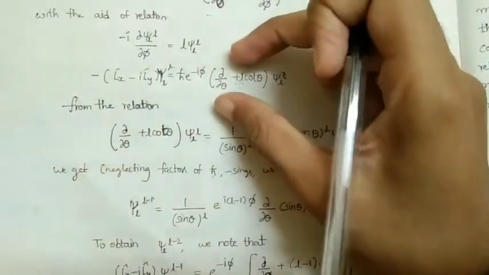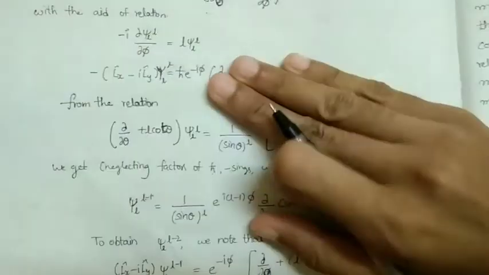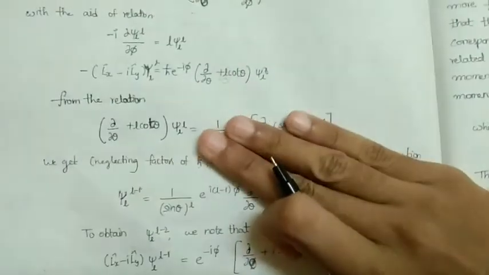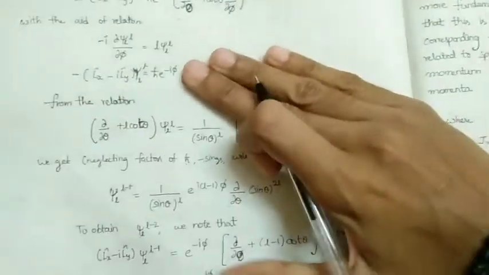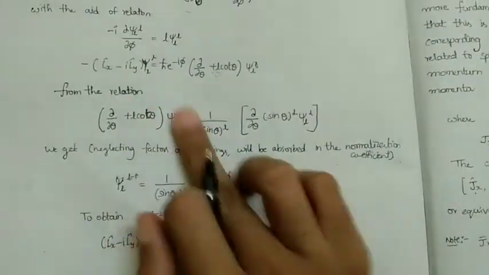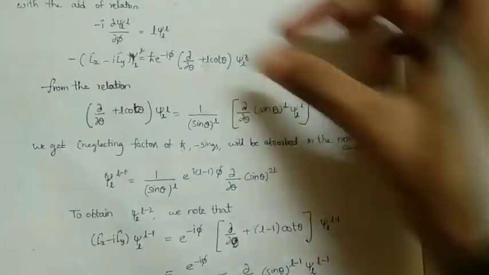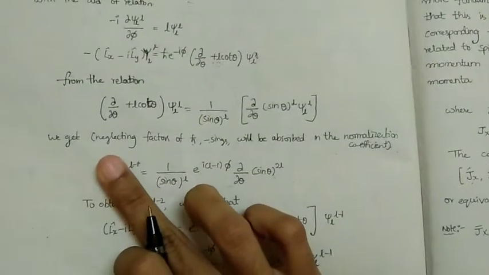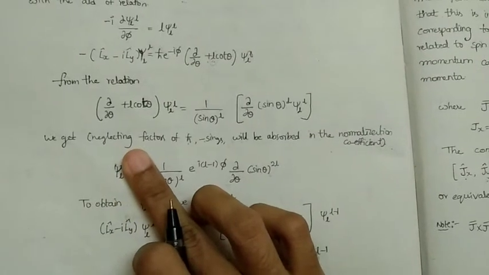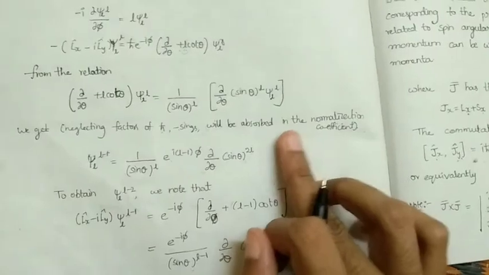So here we are having this term, ∂/∂θ plus l cot theta into ψ_ll. This term has to be replaced with this term. We started by simplifying this term, and we would have this. So this has to be replaced with this term in this equation. Neglecting factors of h squared, these will be absorbed in the normalization coefficient.